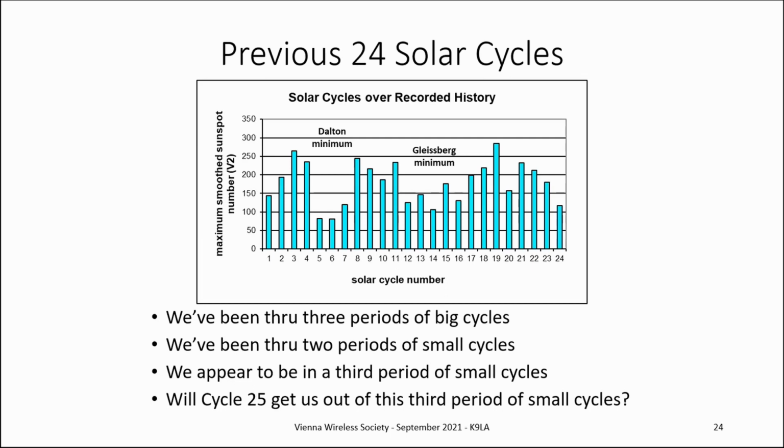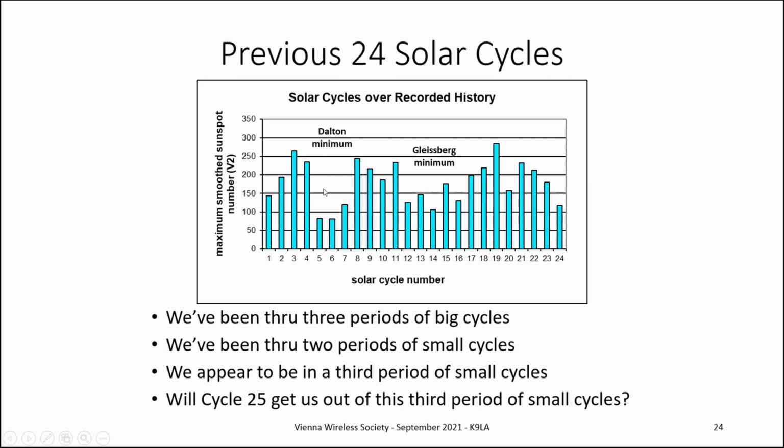First, let's take a look at the previous 24 solar cycles. And this is the maximum smooth sunspot number of all the previous 24 solar cycles. What's very obvious from this plot is we've been through 3 periods of big cycles. Cycles 1, 2, 3, 4 were kind of big. Cycles 8, 9, 10, 11 were big. And cycles 17 through 23 were kind of big.